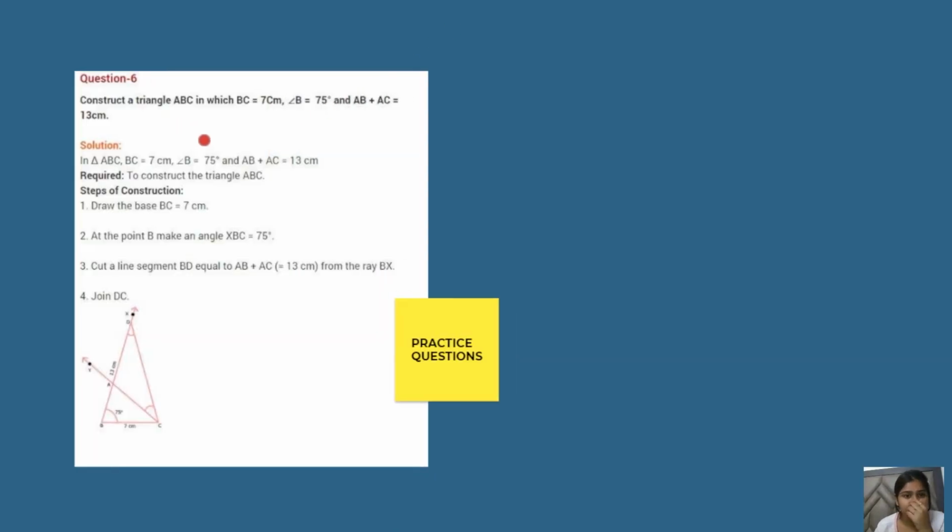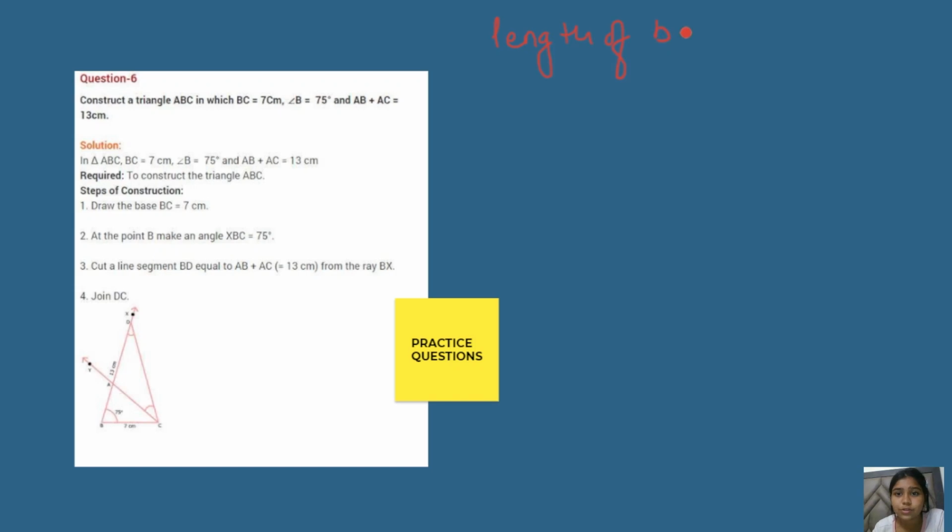Now I will discuss some questions with you about the construction, right? And at last I've also prepared a brief summary so you could have a better understanding of how to use the construction, how to draw the construction, how to construct a particular one. So for that, construct a triangle ABC in which BC is 7 centimeter. It means the length of the base is given.